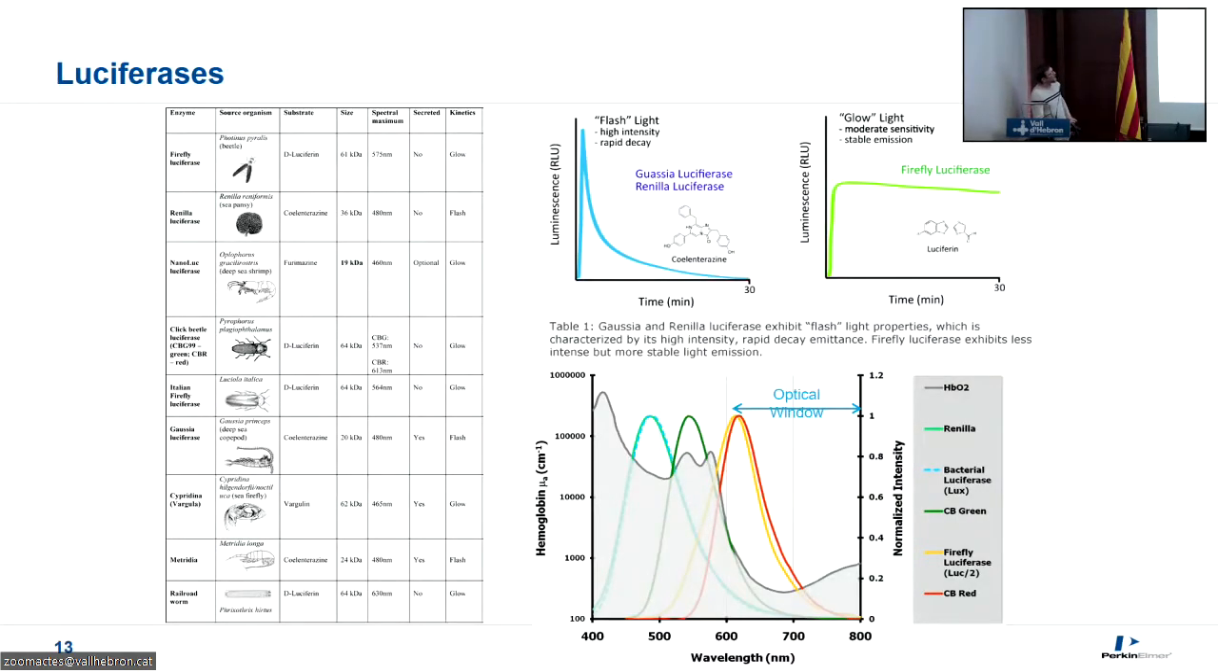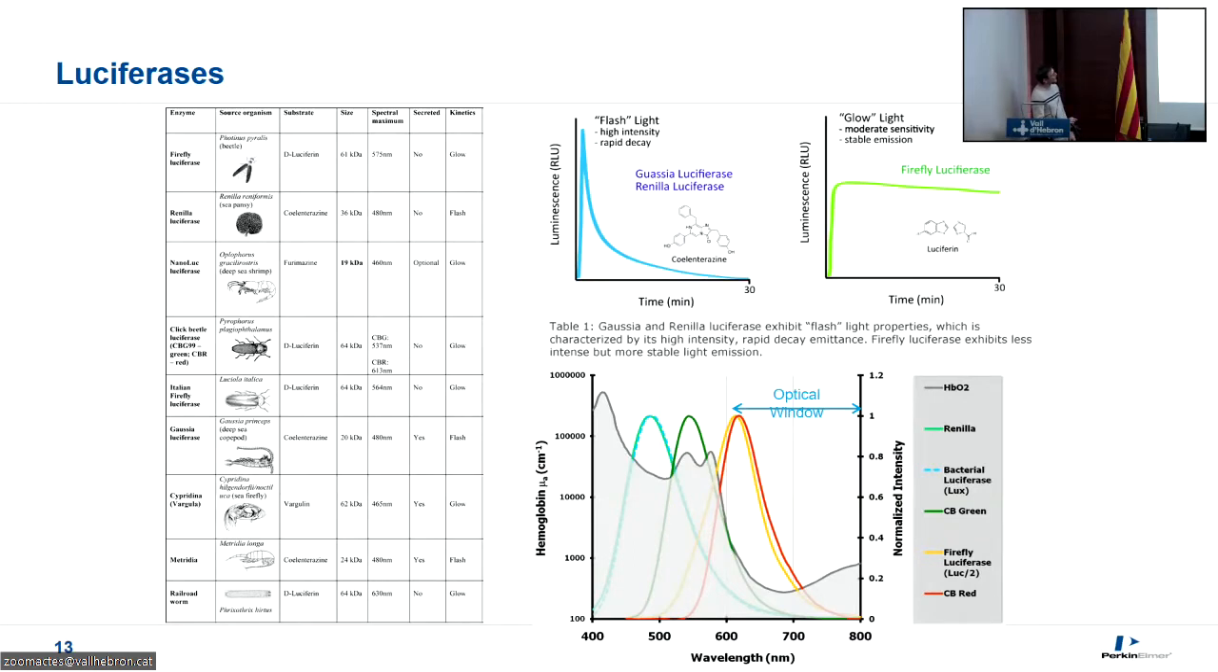So these are different kinds of luciferase you can use. It's not exhaustive, not all of them are listed here, but you will find the major ones. Firefly luciferase, which is probably one of the most commonly used luciferases, Renilla, Nanoluc, and click beetle. These are, I would say, the main ones that are used. Some of them are flash, so they are emitting a peak of light, and some of them are glow. They are emitting light for a longer period of time.